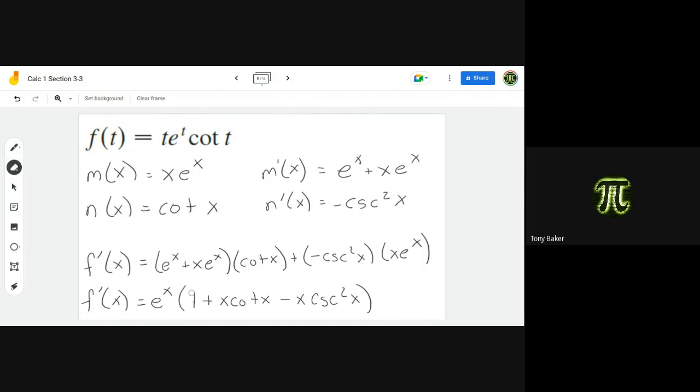Not one, cotangent x. There. I pulled out the x and I didn't distribute. So if you were to distribute everything through, you'd have an e to the x on every term. So you can pull the e to the x out front and then just write the three terms that are left over.